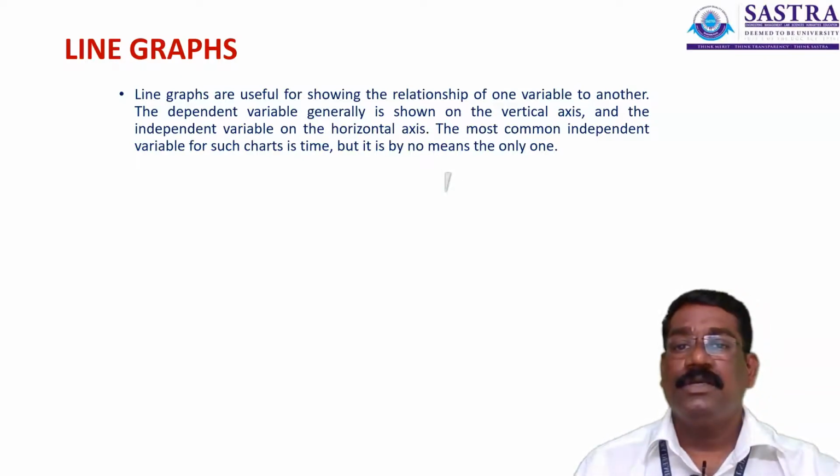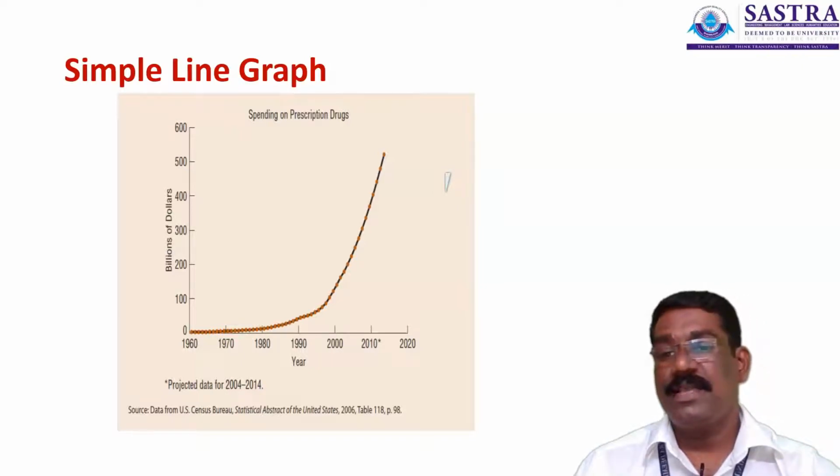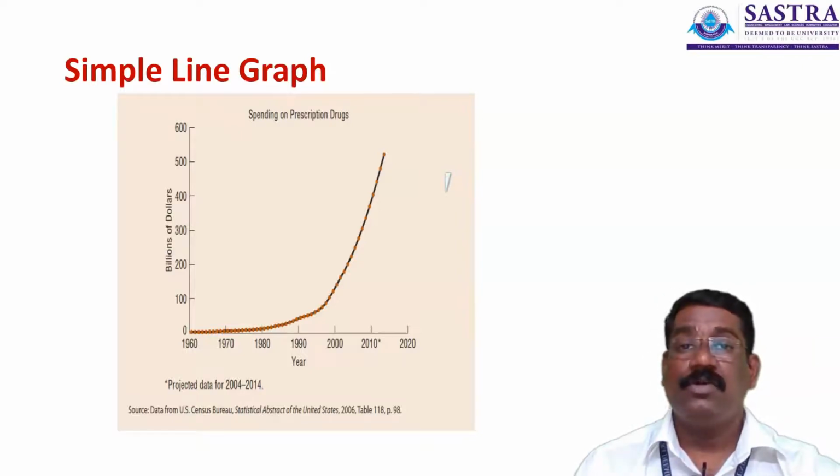And so I can show you some examples of line graphs. Yeah, a simple line graph. You can see here the two variables taken: spending on prescription drugs. On one axis it is year, on the other axis it is billions of dollars. You can see how beautifully it got presented in this simple line graph.